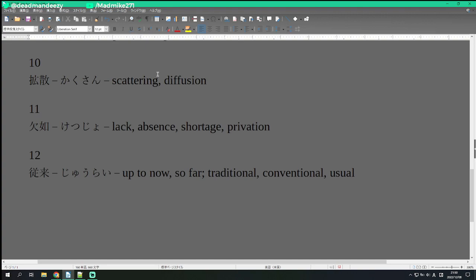Number 10 is kaku-san. Kaku on the left side for expansion, and san on the right side for scattering. So expanding as you scatter is diffusion or scattering. Kaku-san is scattering or diffusion. Kaku for expanding, and san for scattering. Scattering and diffusion is kaku-san.